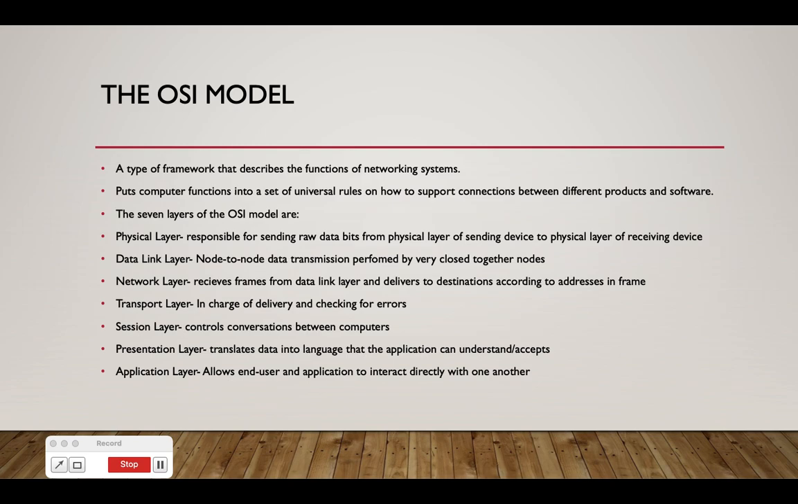We have the data link layer. It's node-to-node data transmission that's performed by very close together nodes. We have the network layer. It receives frames from the data link layer and delivers them to the destinations according to the addresses in the frame. We have the transport layer. It's in charge of delivery and checking for errors.